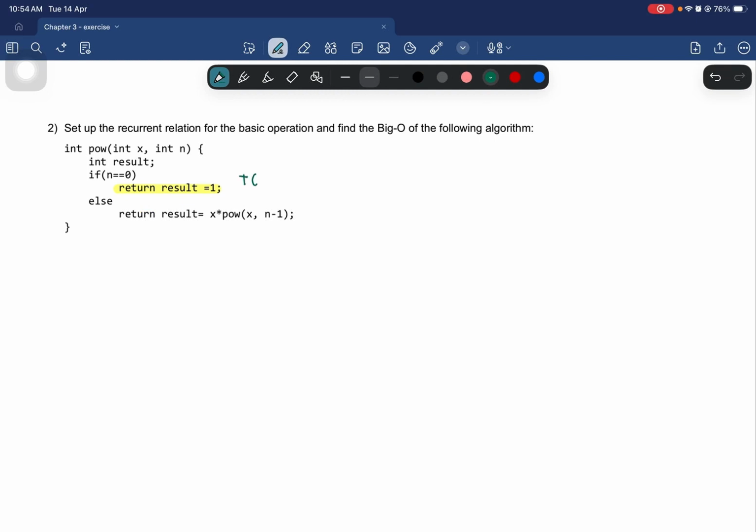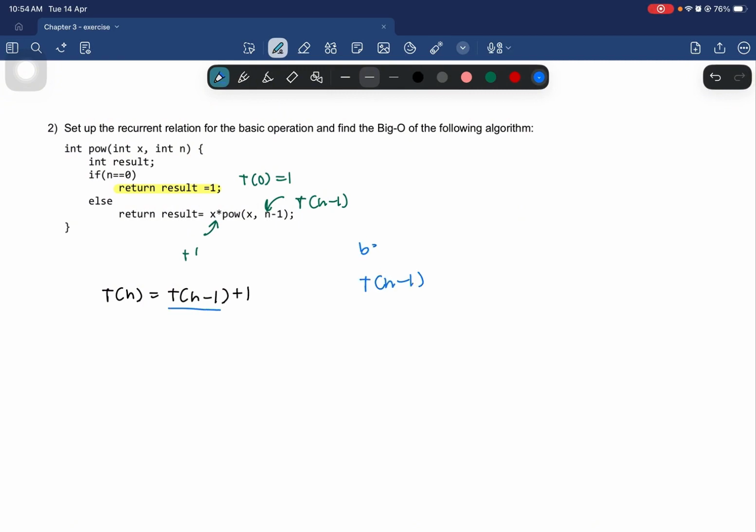So this is the base case: T of 0 equal to 1. Then we have the recurrence relation here. We have multiplication, and we also have the recursive call. So we have T of n minus 1 and also we have plus 1. So when we set up the recurrence relation, we get T of n equal to T of n minus 1 plus 1. So we need to find T of n minus 1.